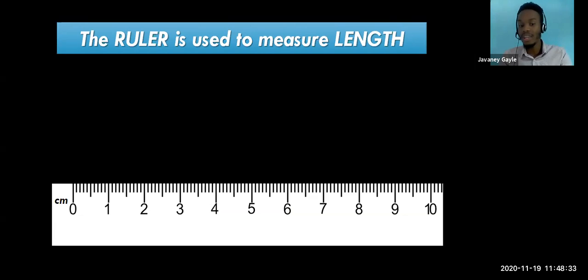So here's my little white ruler down at the bottom. Look at the bottom. Everybody see my white ruler? What is it measuring? It is measuring centimeters. So you see cm right there, just as you'll see on your ruler. It is measuring centimeters. Now the ruler is used to measure length.